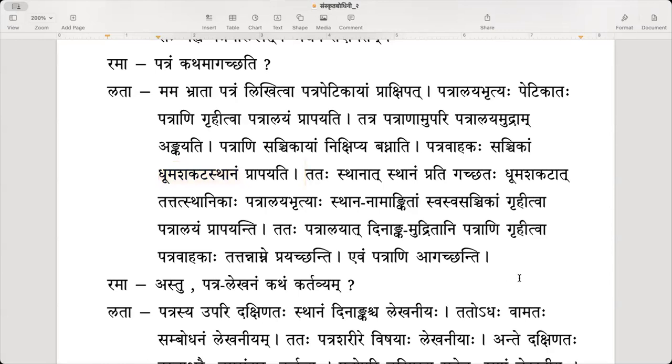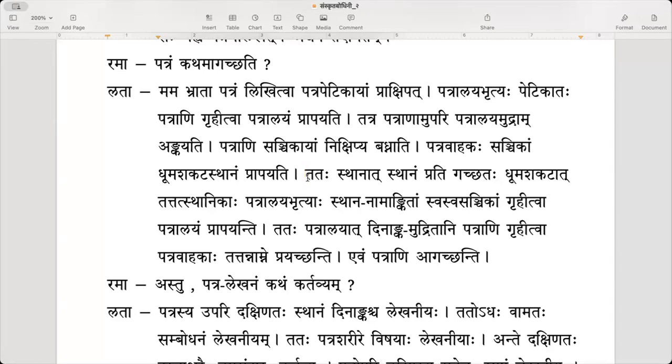Tataha sthanat sthanam prati gachataha dhumashakatat tattat sthanikaha patralaya bhrityaha sthana namankitam swa swa sanchikam grihitva patralayam prapayati. So the train goes from place to place, and from the Dhuma Shakata, from the train, the respective postal workers from the places take their respective bags and deliver them to the post office, patralaya.